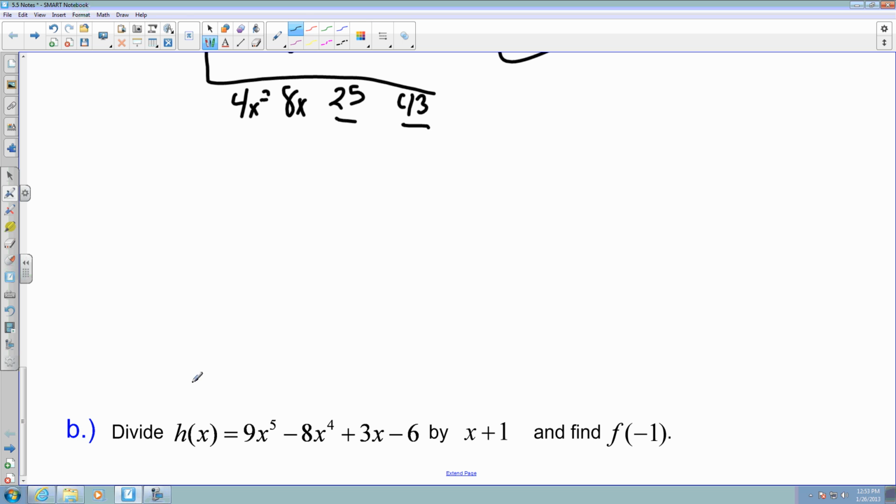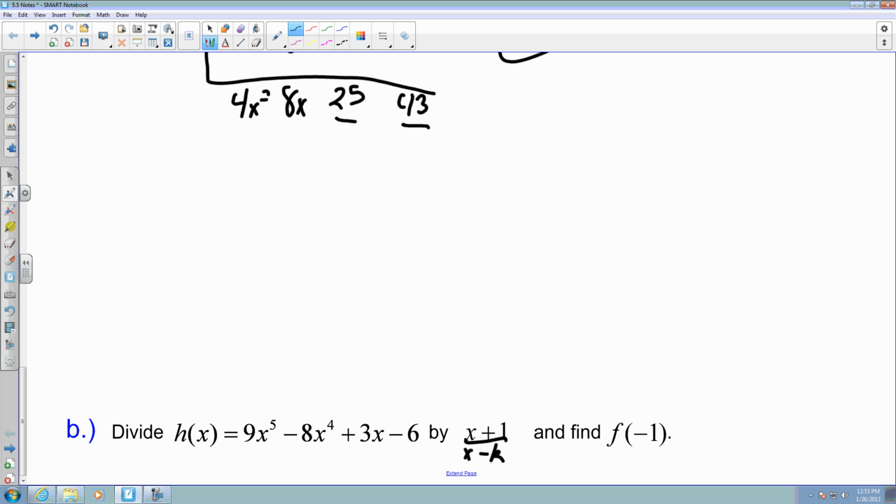I'm going to give b a try. So I have 9x to the 5th minus 8x to the 4th plus 3x minus 6 divided by x plus 1. So here our k is negative 1, because this is x minus k, and if k is negative 1, that's where we get the plus from.